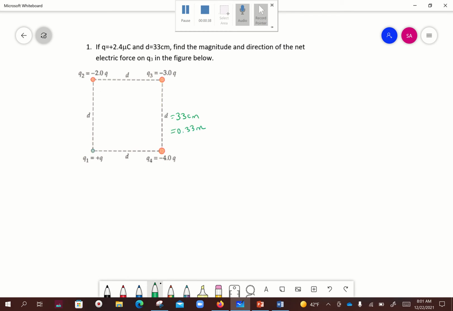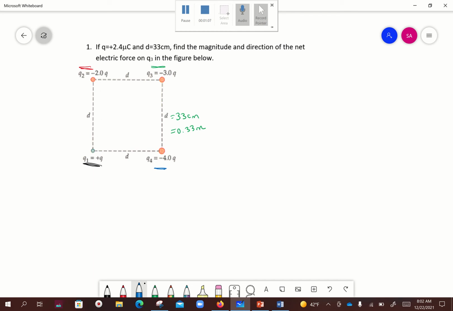We want to find the net force on the charge in the top right. So let's first of all draw the vectors. Let me do some color coding. I'm going to make Q1 black, Q2 red, Q3 green, and Q4 blue. All right, so draw the vectors.